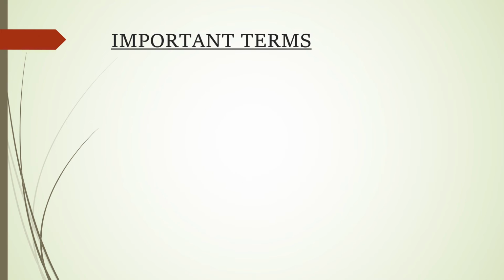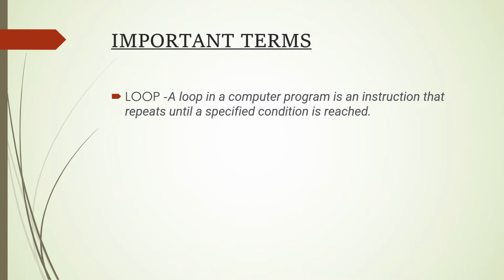Now next we will see more programs of flowchart, but before that we will be seeing some basic terms that will be used in flowchart. So the basic term that will be used is loop. What is a loop? A loop in a computer program is an instruction that repeats until a specified condition is reached.